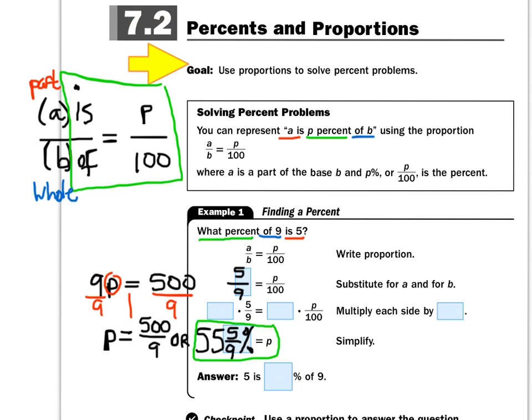Hello you guys, let's talk about 7.2, percents and proportions. So we're going to use proportions to solve these percent problems.